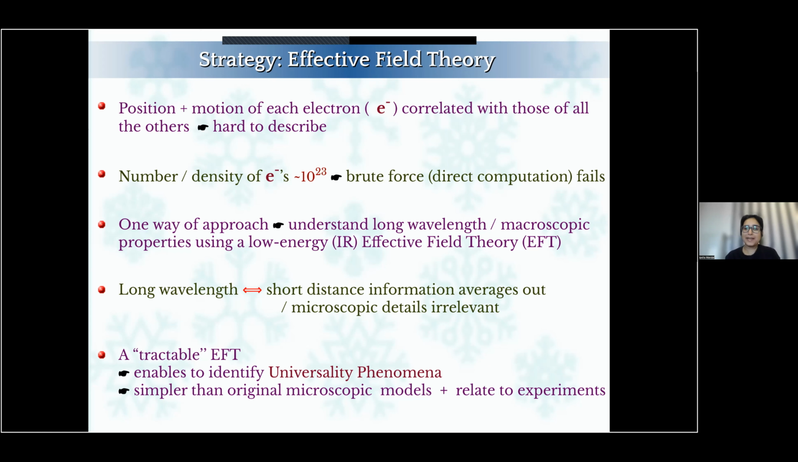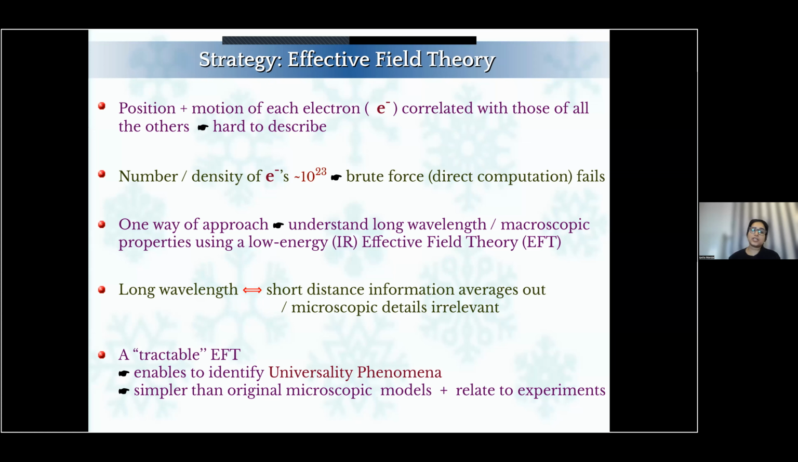But that will fail because the number of electrons, the density of electrons in typical materials, is usually very high. So it's of the order of Avogadro's number, which is 10 to the power 23. So one way of approaching the solution of the problem is to understand the long wavelength physics or the macroscopic properties of the system by using a low energy or infrared effective field theory, or EFT.